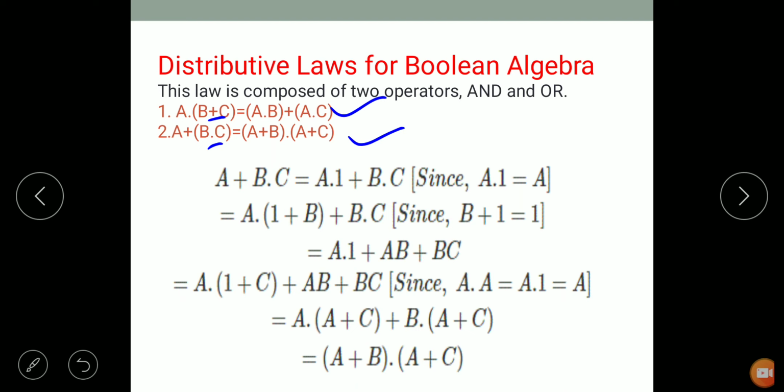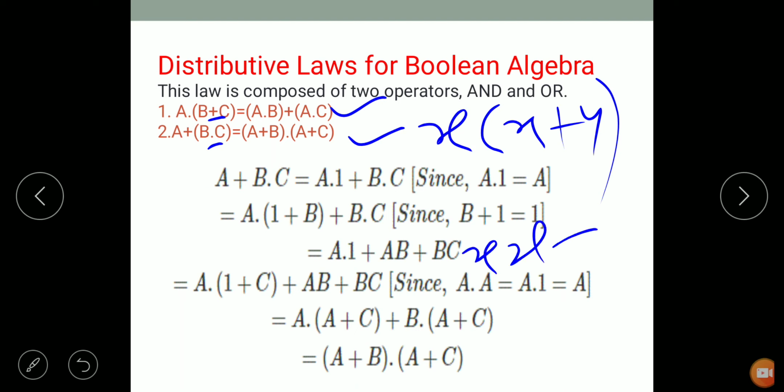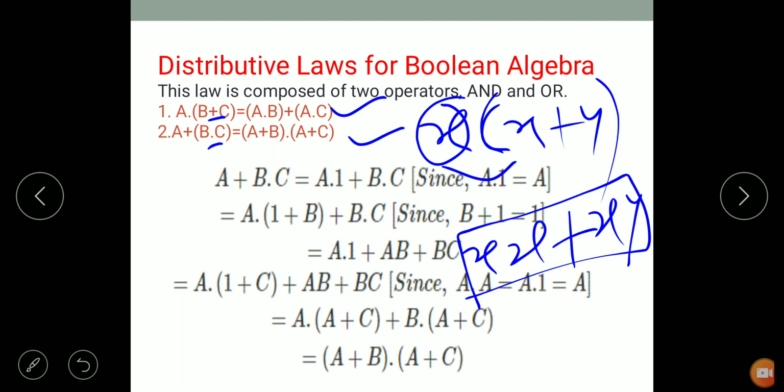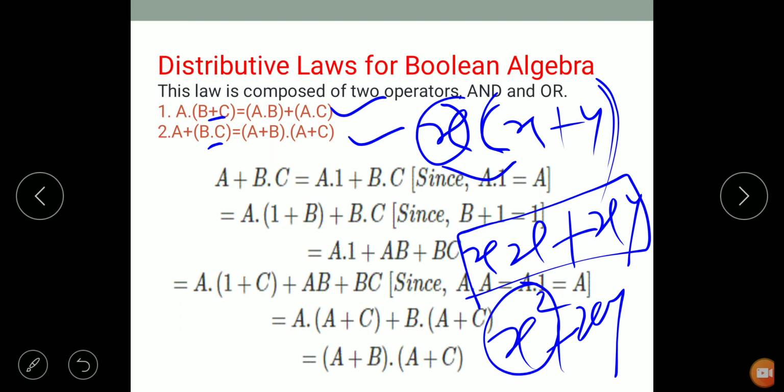Likewise in mathematics we see x in a bracket x plus y. This is the operation x dot x, and plus x into y. This is nothing but the distributive law. Means we multiply this variable into the bracket variables individually, that is x into x plus x into y, and in mathematics we would write x square plus xy. But here we can't write x square, we have to write only x dot x. Likewise here we use dot.